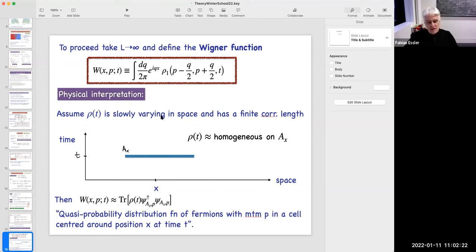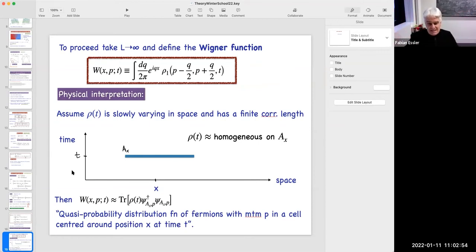So if it's slowly varying in space and has a finite correlation length, this density matrix, then you can take some patch in space, which I call AX. Within that patch, this quantum mechanical state is for all practical purposes homogeneous. Translationally invariant, diffuse, so homogeneous.